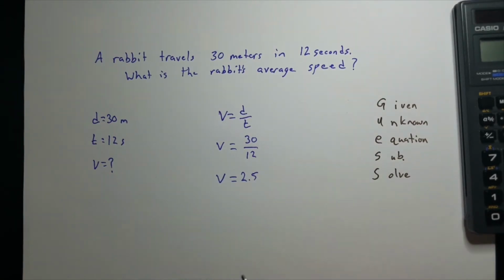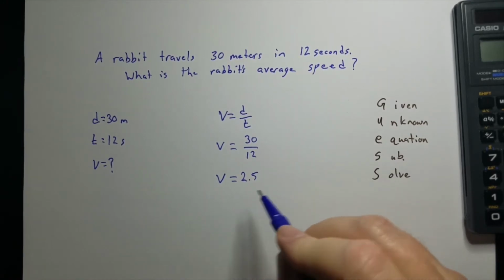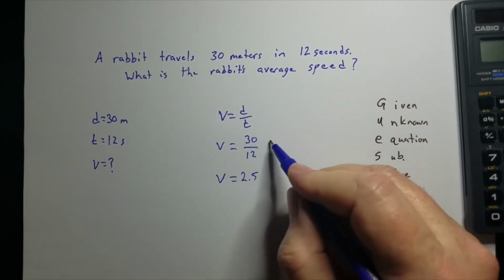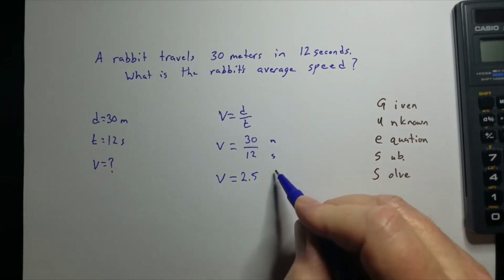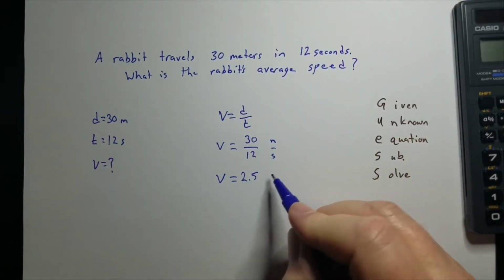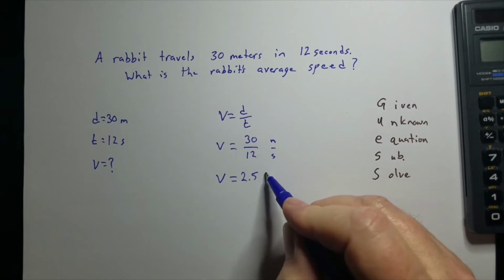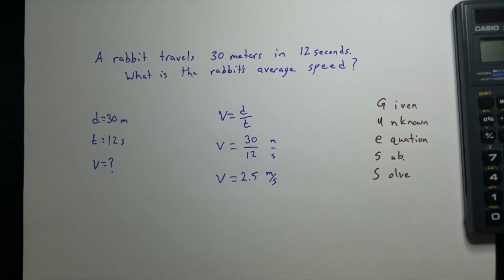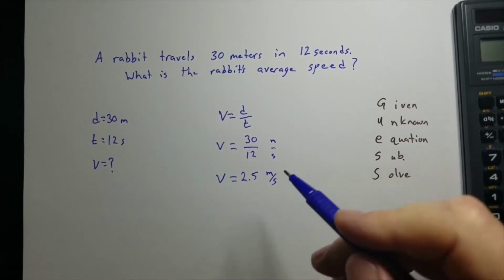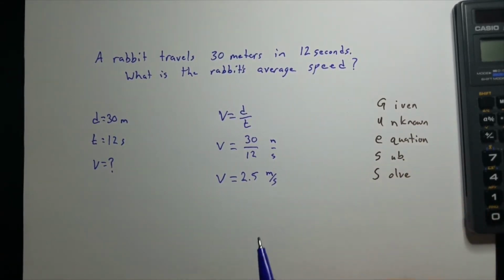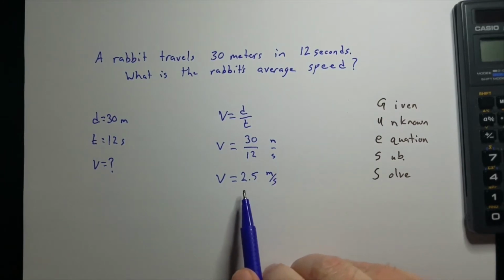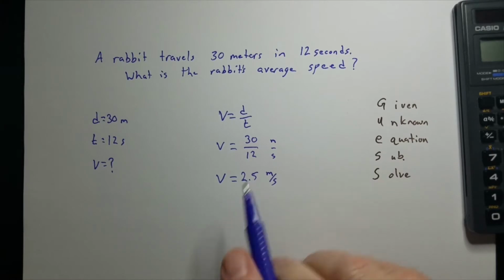And our answer is not complete. We need another piece of information, the unit that it's in. Now the top was in meters and the bottom was in seconds, and we were dividing. So our unit is going to be meters per second. So this rabbit was going 2.5 meters for every second of travel. That's what the unit stands for. The units always give you that information. For every second that goes by, the rabbit's traveling 2.5 meters.